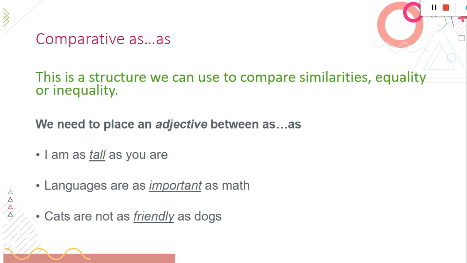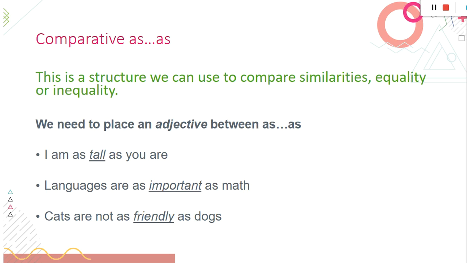Now let's begin talking about the comparative form of as. In this case, it is important to say that this structure helps us to compare similarities, equalities, or inequalities. In the previous slide, we saw how to compare differences, but now we are talking mainly about similarities. In this case, we need to place an adjective between the as.